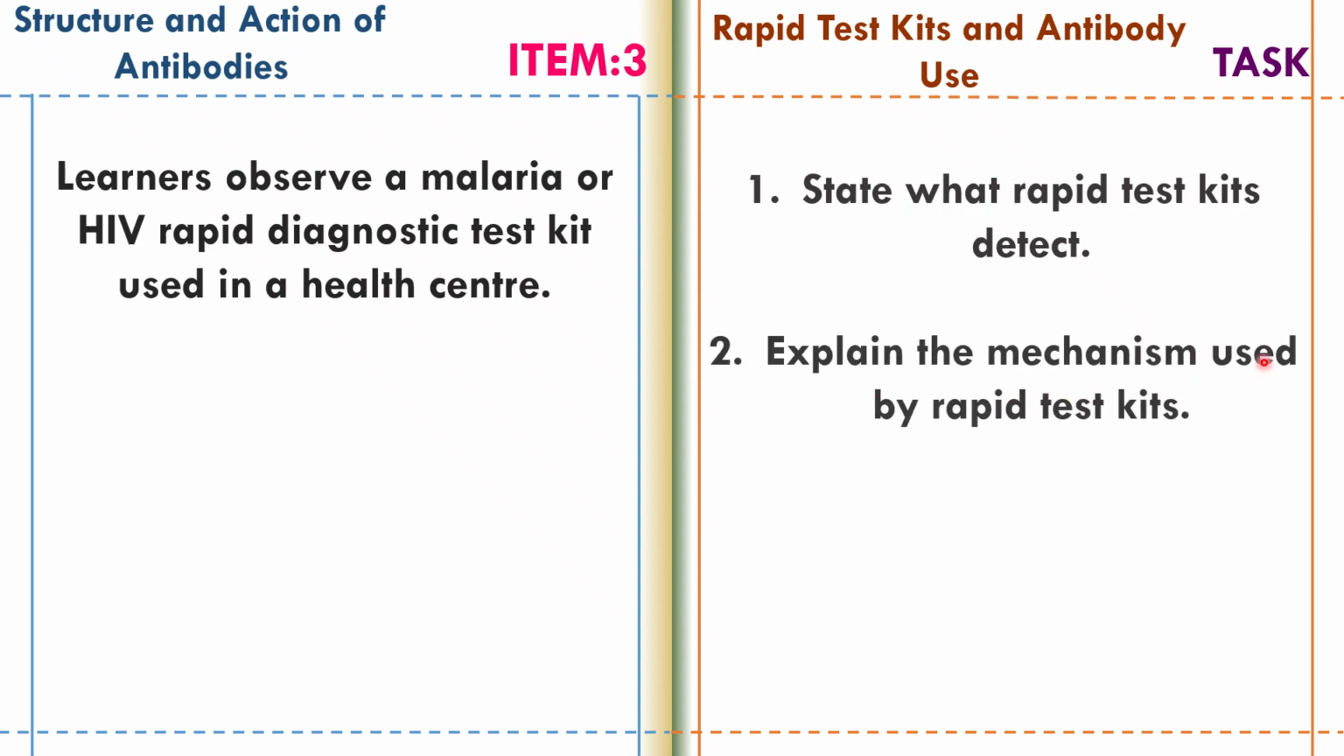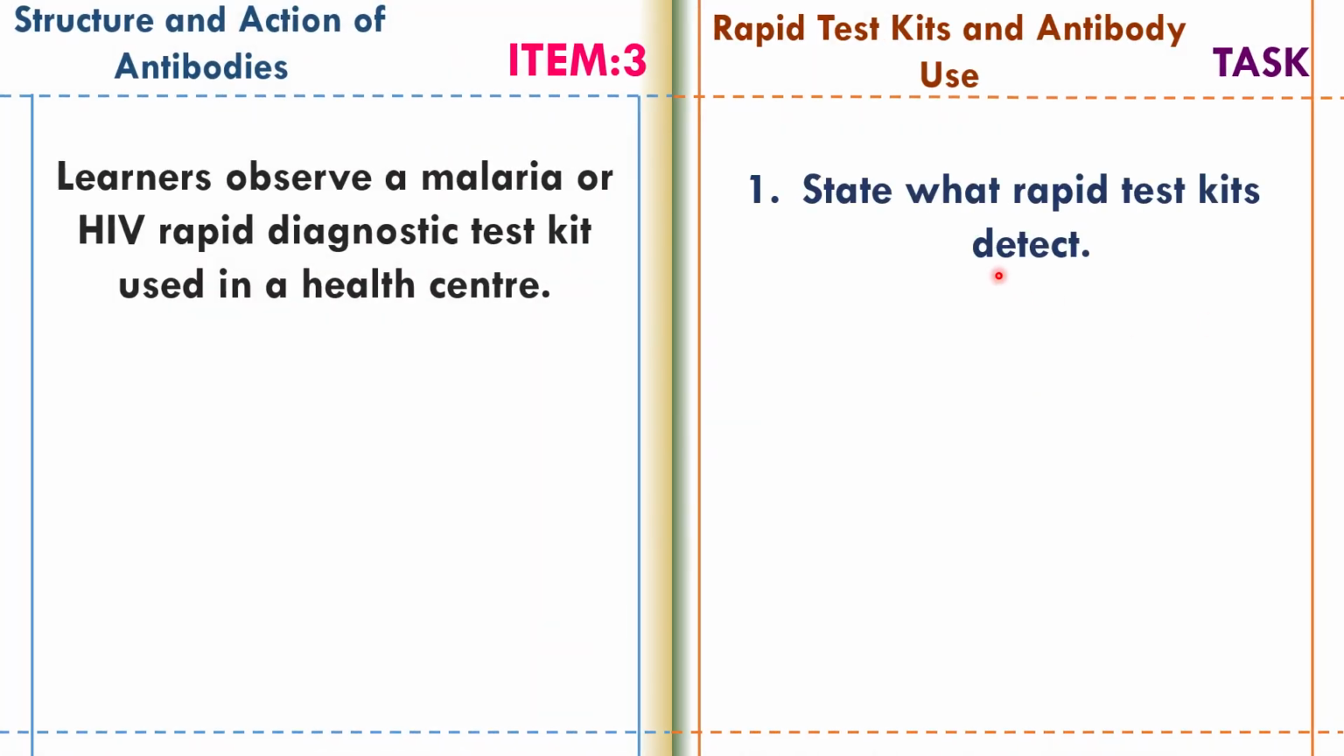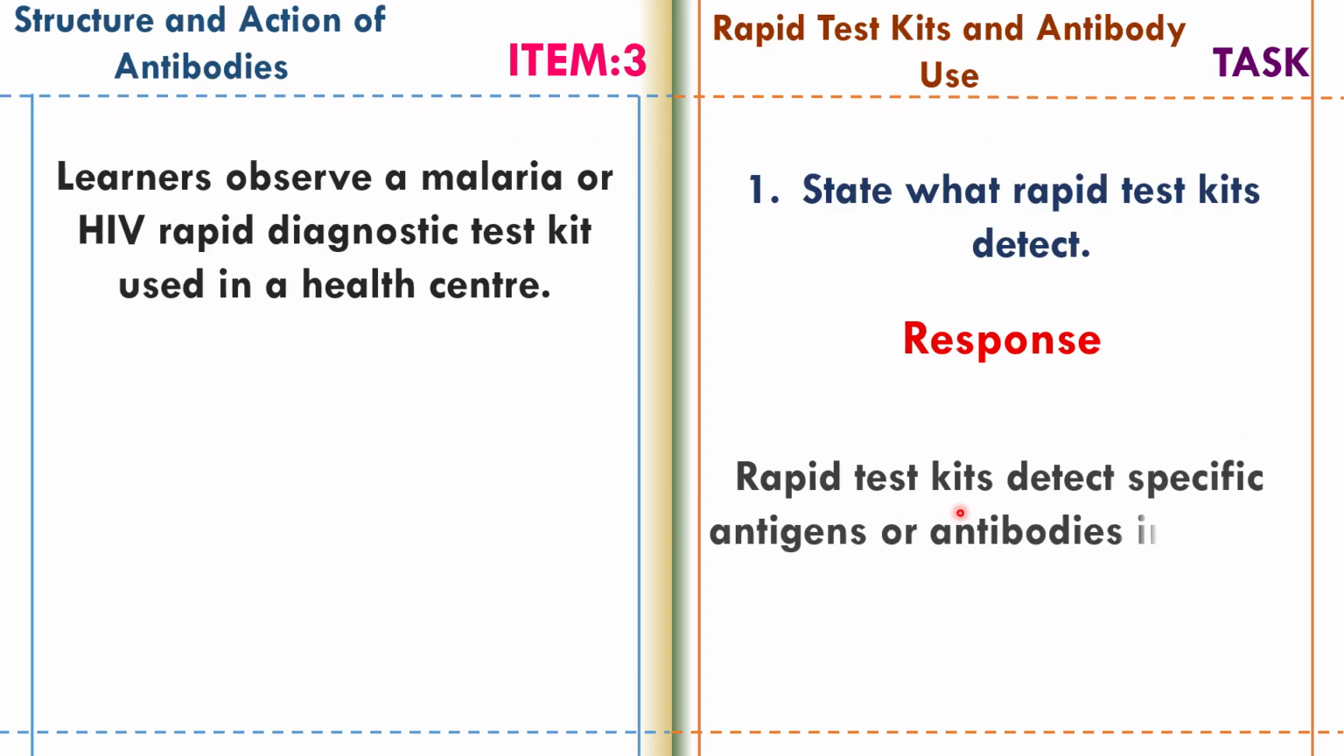Explain the mechanism used by the rapid test kits. Explain the role of antibodies in the test. State what rapid test kits detect. Rapid test kits detect specific antigens or antibodies in blood or blood fluids.